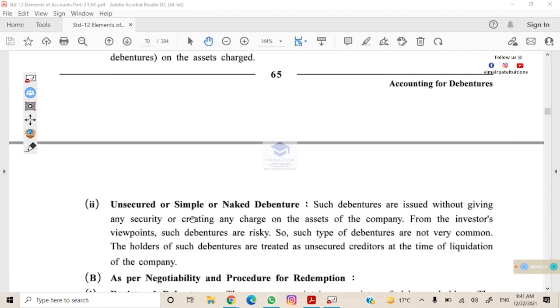Then unsecured, simple or naked debenture. Such debentures are issued without any security or charge. Generally, a company having high prestige in the market, a blue chip company with high goodwill and prestige, will issue debentures like this, unsecured, simple or naked. Against such debentures, the company is not putting any asset for mortgage. So if the company makes any default in payment of debenture money, the debenture holders will not have any advantage.